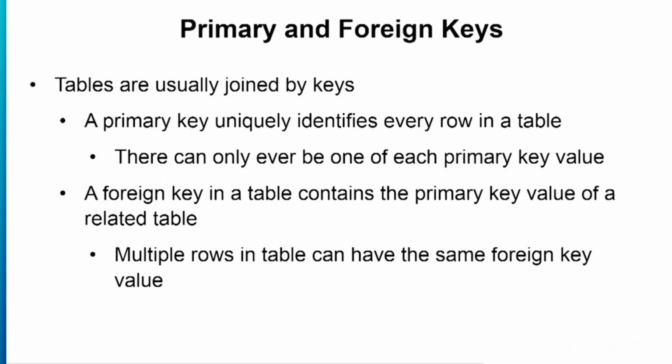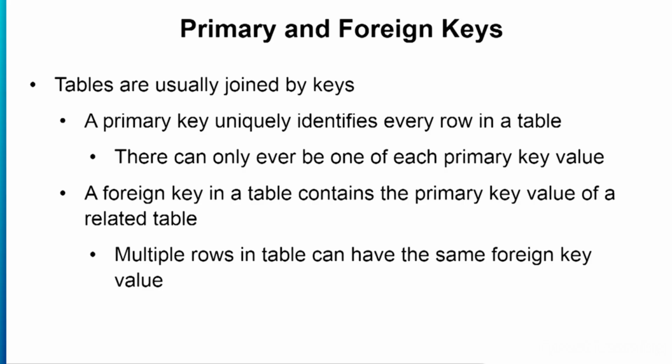Now, tables are usually joined by keys. As we said previously, a primary key uniquely identifies every row in a table, and there can only ever be one row with each primary key value. A foreign key in a table identifies the value that's in a primary key in another table.